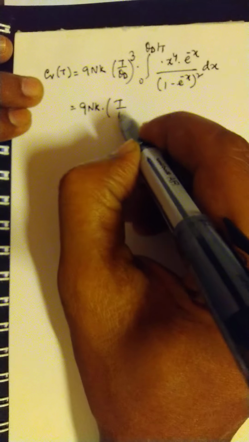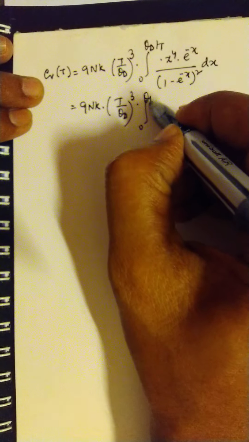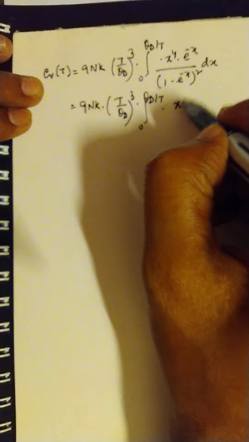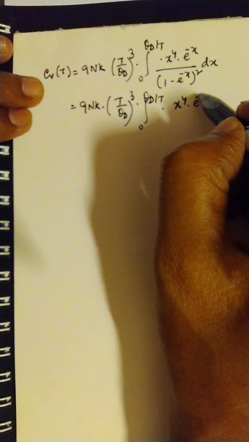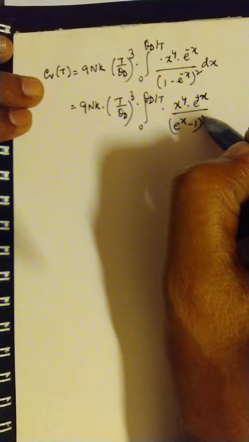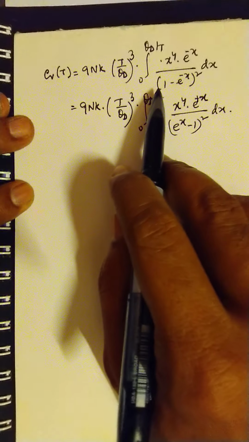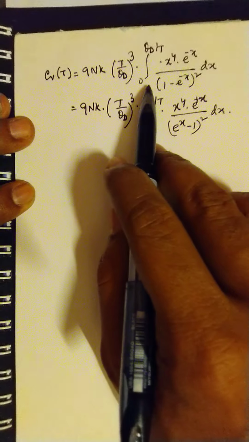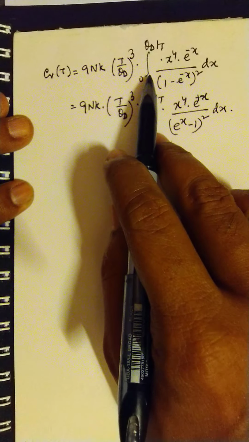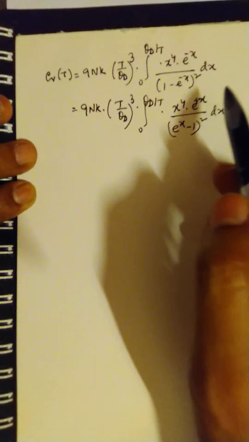Now, as we were saying, this can also be written as something like T by theta D whole cube and integral 0 to theta D by T x to the power 4 e to the power plus x divided by e to the power x minus 1 whole square dx. So they are equivalent. That can be seen that suppose you take e to the power minus x common from the denominator, it becomes e to the power minus 2x, and then one e to the power minus x gets cancelled, and that can be written as e to the power x.